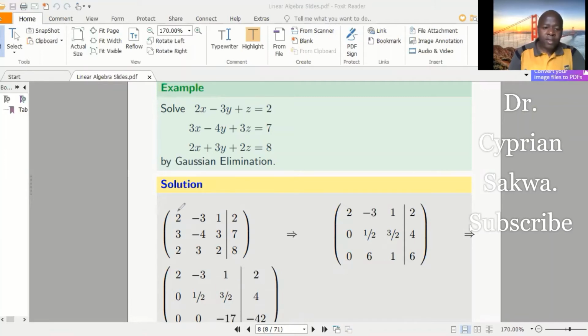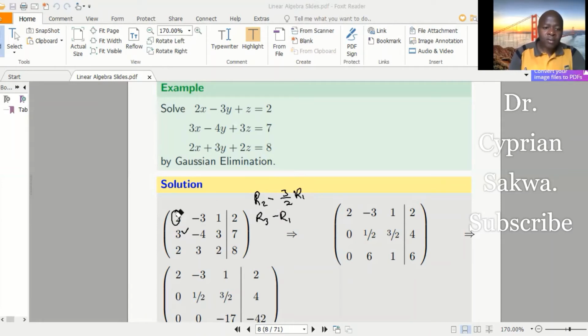So we have this leading one, use it to create zeros below it. So what are our row operations? I would have row 2 minus 3 over 2 of row 1. That will give me a 0 in this position. And then in this position, I'll just take row 3 minus row 1.